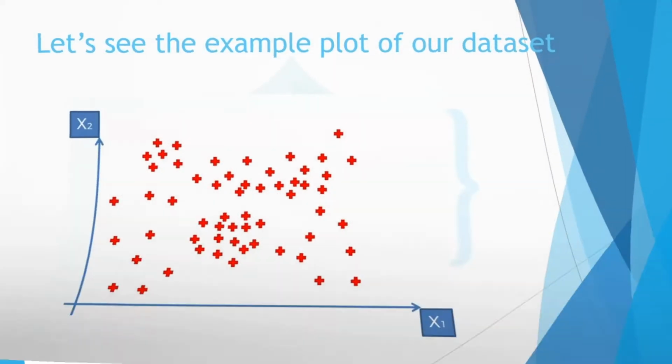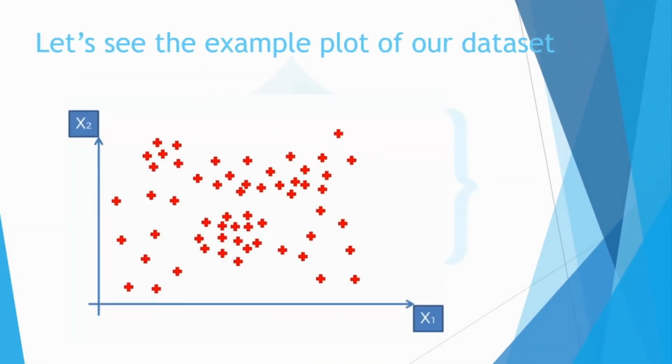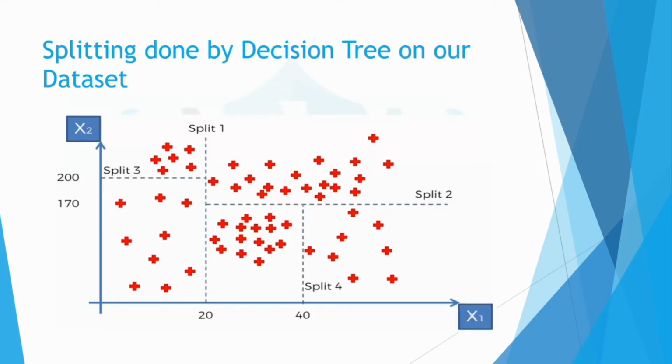Let's see an example plot of data points plotted on the x and y axes. As you can clearly see, the points are not in a linear relationship; they are randomly scattered and non-linearly related to each other. For this, the decision tree will apply its algorithm and split the data sets into different regions. So let's see how it splits the data sets.